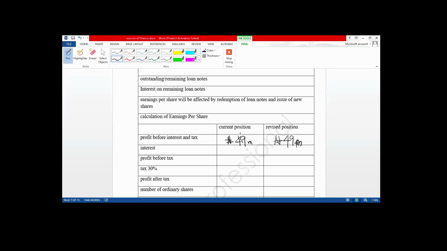After the company has issued more shares and used the money to repay the debt, your operating profit will not be affected, because issuing more shares to repay debt is a financing activity.